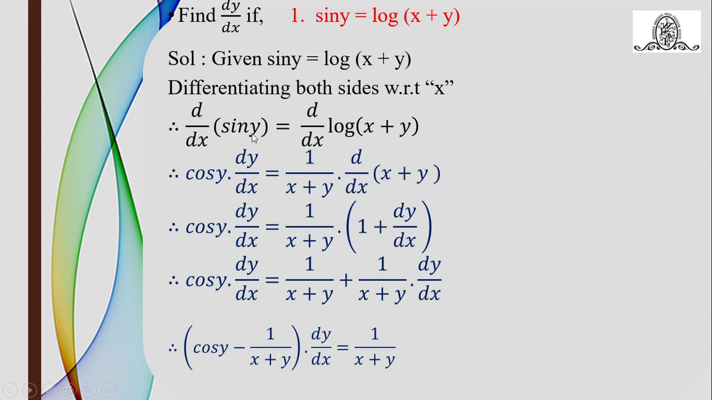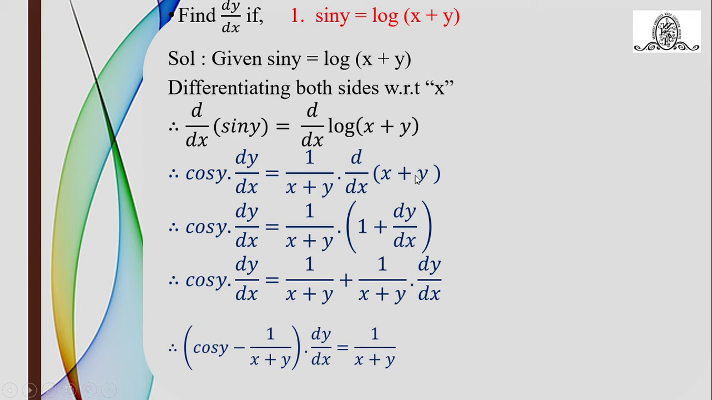So the left hand side is now cos y dy by dx as it is. 1 upon x plus y is still there as it is, into the derivative of this bracket, x plus y, which is a simple addition of two functions. So we write their derivatives separately. For x, the derivative with respect to x is 1, plus d by dx of y, meaning dy by dx.